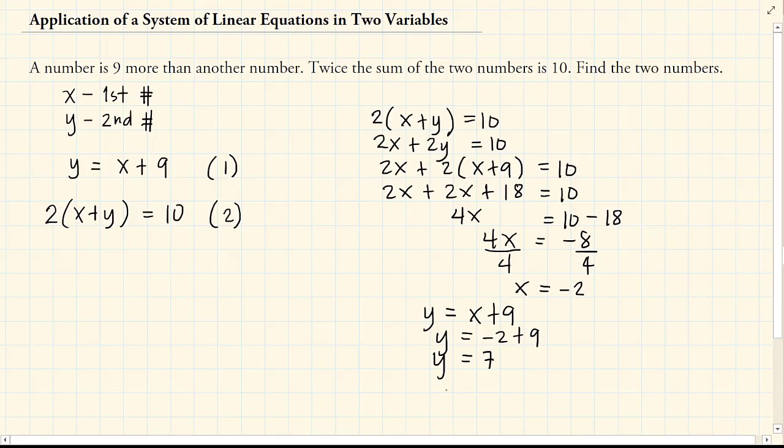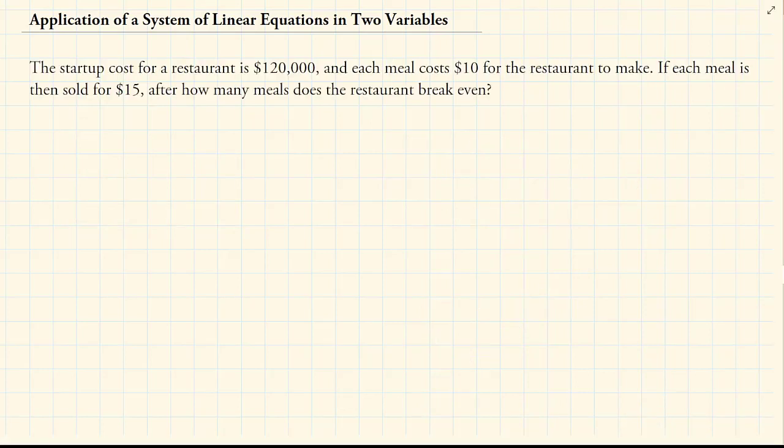Okay? So therefore, our conclusion is the two numbers are negative 2 and positive 7. That's it for this problem. Let us answer another problem.